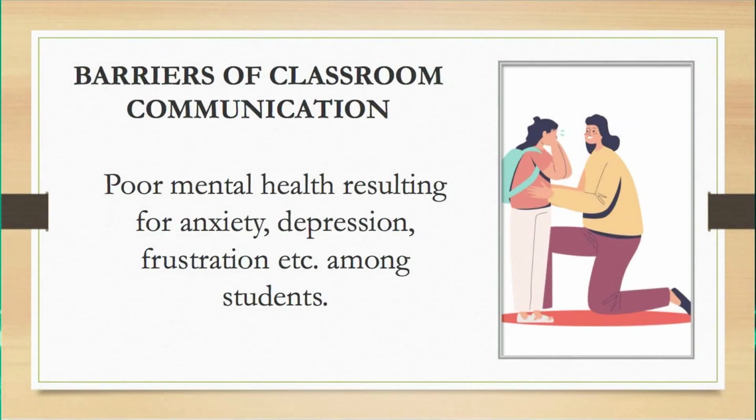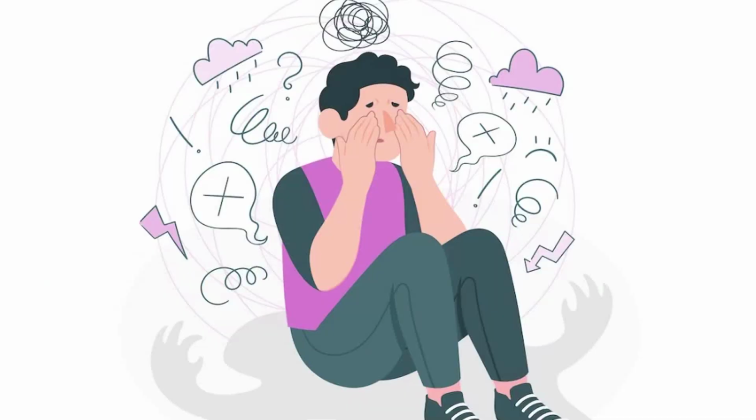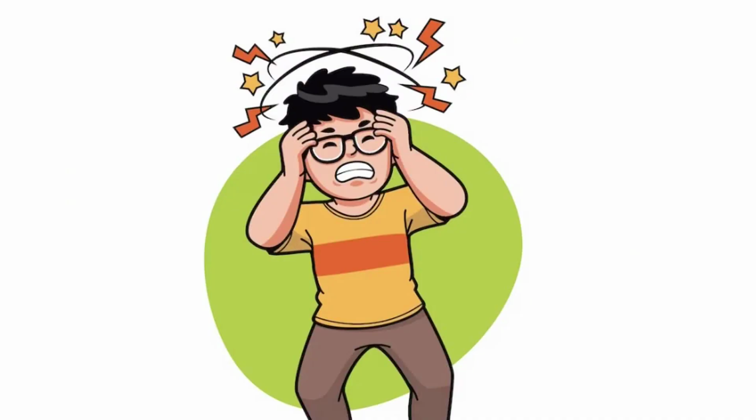So these are some examples, and next is poor mental health. You know, there are different categories of students in the classroom. All are not in a mental state to understand each and everything in the same way. Some of them may have anxiety, some may have depression, some may have frustration. So this situation should be handled properly by the teachers to make the communication process effective. This should be a part of the communication process.